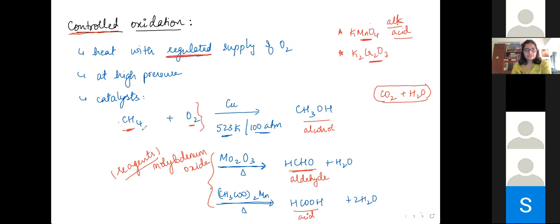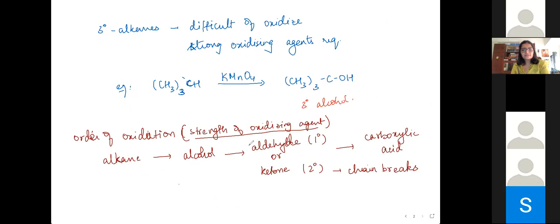It's the same thing. You've noted this down, right? So you start off with an alkane. With a weak oxidizing agent like oxygen in the presence of copper at this temperature and pressure, you get alcohol. Slightly stronger, heated with molybdenum oxide, you get aldehyde. Really extremely strong, like manganese acetate or KMnO4 or dichromate, you directly get acid itself. So that's what I meant by order of oxidation. The stronger the oxidizing agent, the later the product you're going to get.